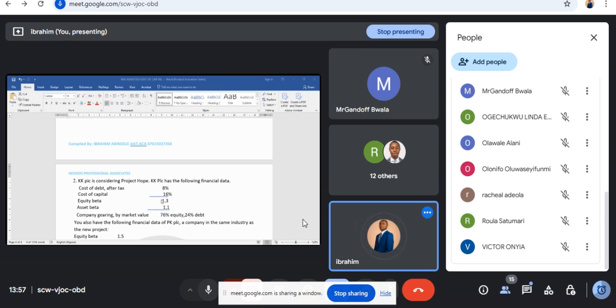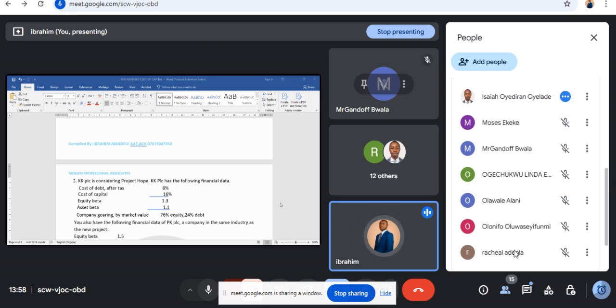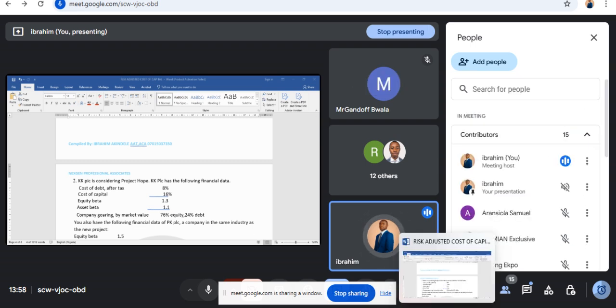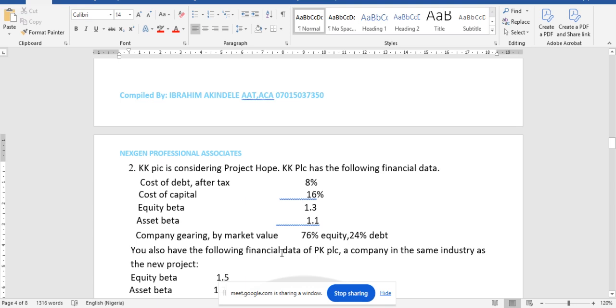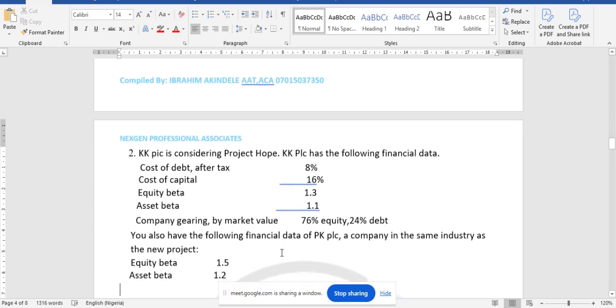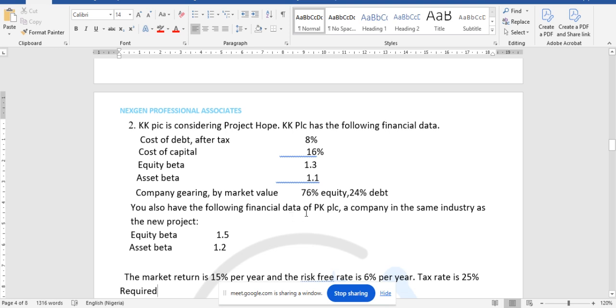Okay, let's go on. At the end of the day, they will look to you as a financial manager or as a CFO, or as the company's financial advisor, to advise them on what to do, right? Now, we have an equity beta of 1.3 and an asset beta given as 1.1. All this information is for KKPLC, right? The company is valued by market value. So the market value of equity is 76, and debt is 24. Now, you also have the following financial data.